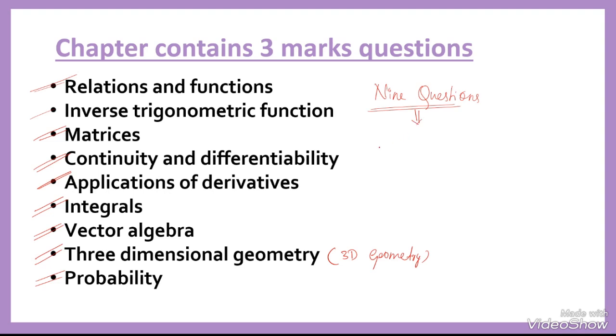Out of the 9 questions, we have to solve only 6 questions. Each question carries 3 marks, that is 6 threes are 18. Overall, part C contains 18 marks in your question paper. Then we have to discuss what the main questions asked in part C are. One by one, each chapter we will discuss.